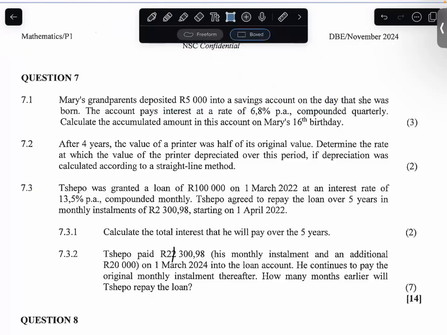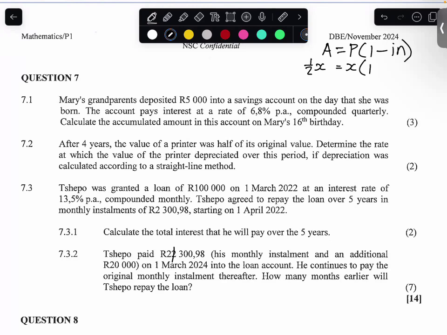So the first thing we're going to do is we're going to open up the formula for depreciation on a straight line basis. This is 1 minus I times N. So the value of a printer was half of its original. So at present, whatever it is, it's X. In the future, it's half of X, right? This is 1 minus I don't know what I is, and it was over a period of 4 years. So can I call this 4I instead of I4, right? 4I.